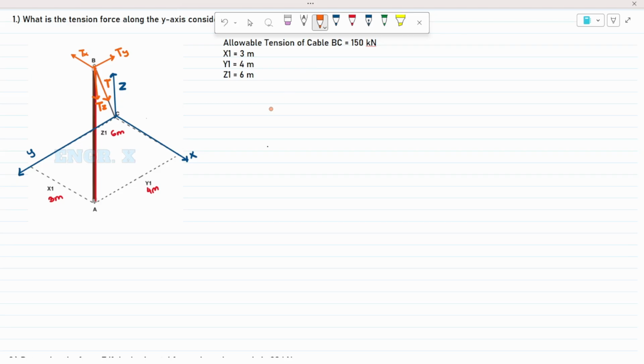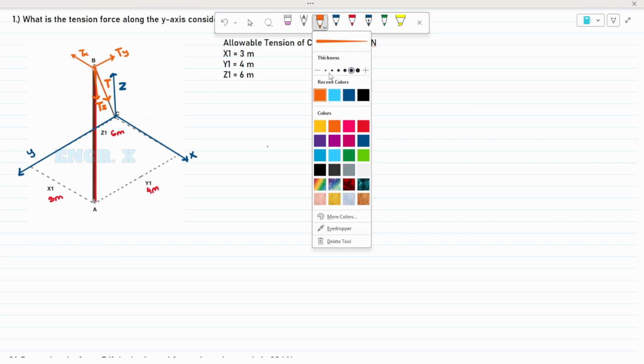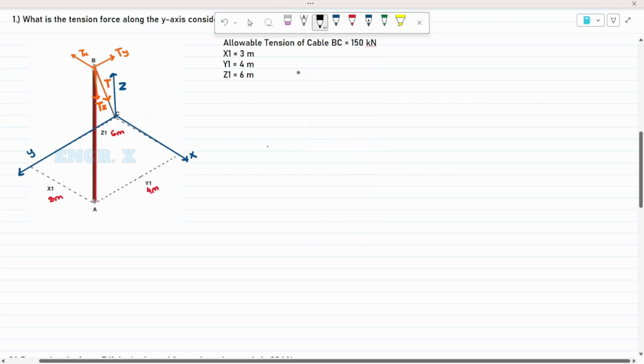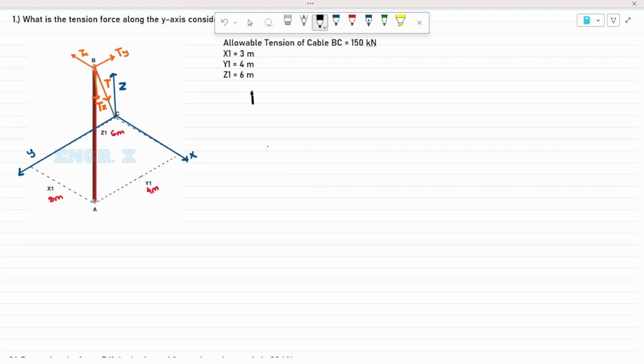Now, how do we solve for Ty? To solve for Ty, since we know it is a component, the formula here is T is the resultant of Tx, Ty, and Tz. So, T equals the square root of Tx squared plus Ty squared plus Tz squared. However, we don't have the values of Tx and Tz. We only have T. T is 150 kilonewtons.